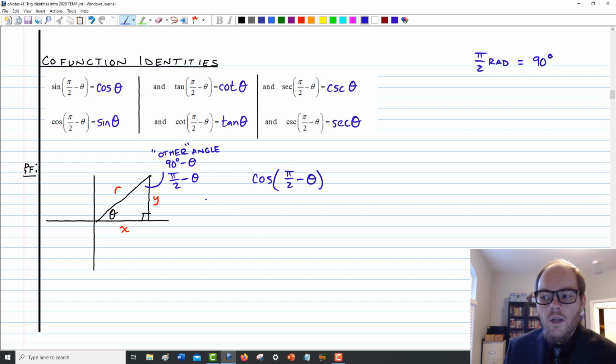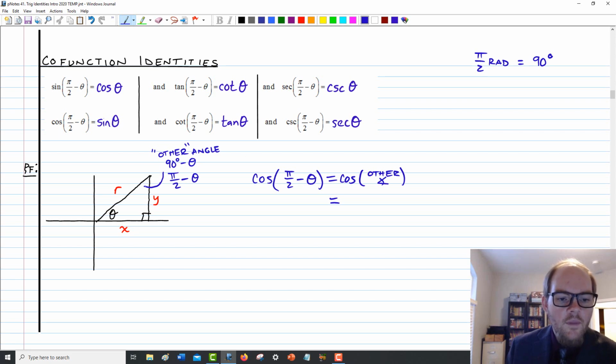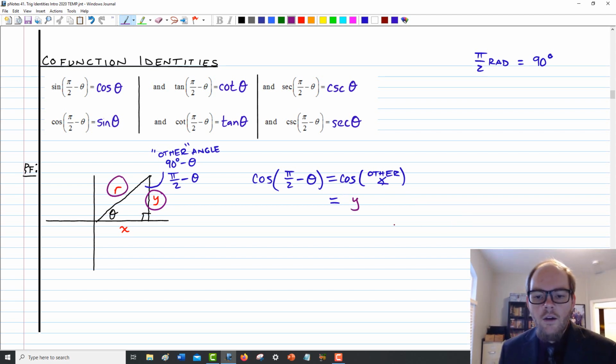So in a sense, what we've just shown is that this angle right here is pi over 2 minus theta. And that means if we want to figure out the cosine of pi over 2 minus theta, we just need to take the cosine of that other angle. I'll label the angle that way. So the cosine of that other angle is going to be, let's see, adjacent for this angle is y, and the hypotenuse is the same hypotenuse. So it's y over r. Oops, erased it all. So the cosine of that other angle is y over r.